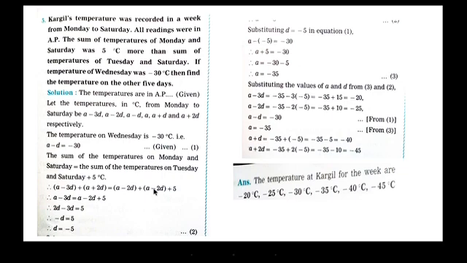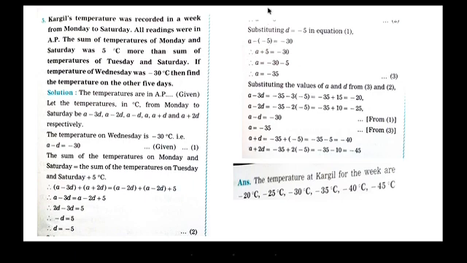Here there is a printing mistake. It has to be A plus 2D because on Saturday the temperature was A plus 2D. Okay. So therefore A minus 3D is equal to A minus 2D plus 5. Okay, so on solving we get the value of D as minus 5.